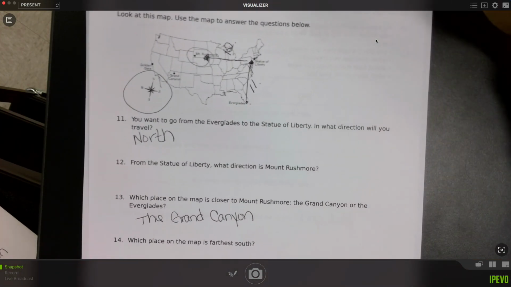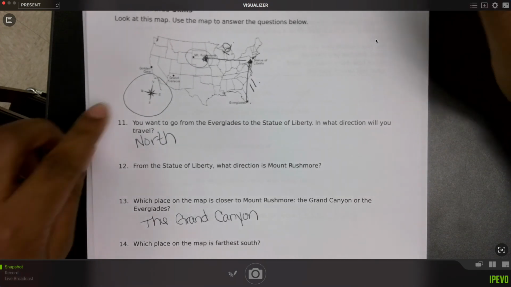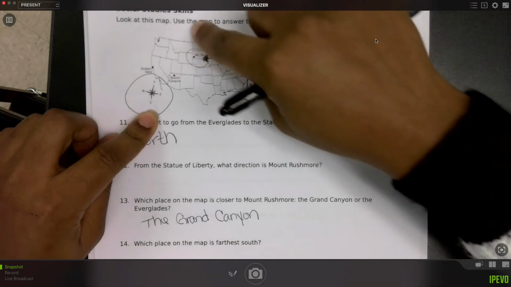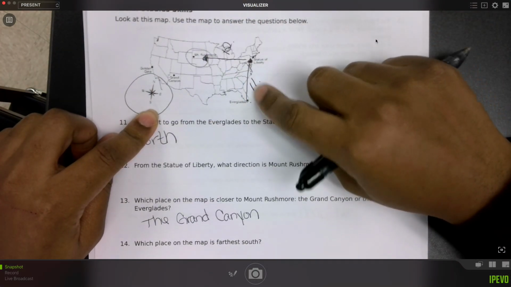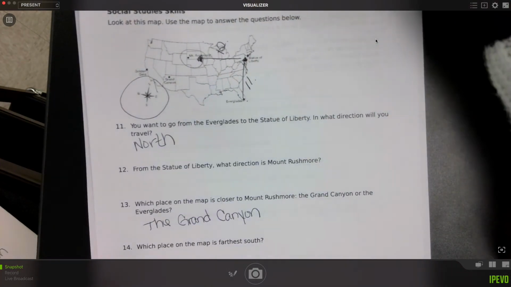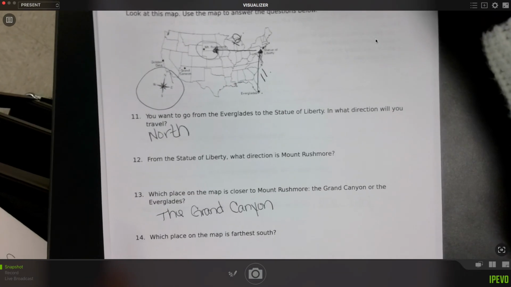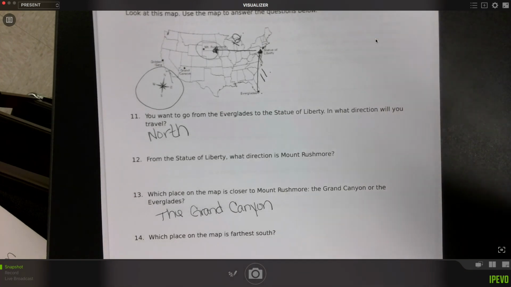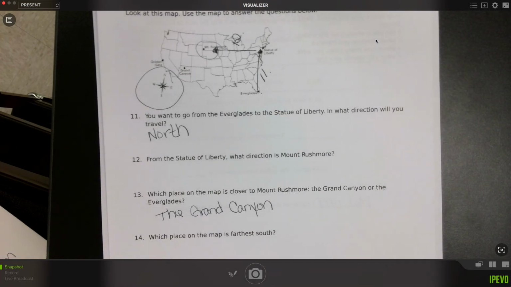And then 14, which place on the map is the farthest south? We know south is the farthest down. So if you look at all these places, which place is farthest south? You guys can do that. Remember, you can always pause, rewind, fast forward, and play to get what you need.